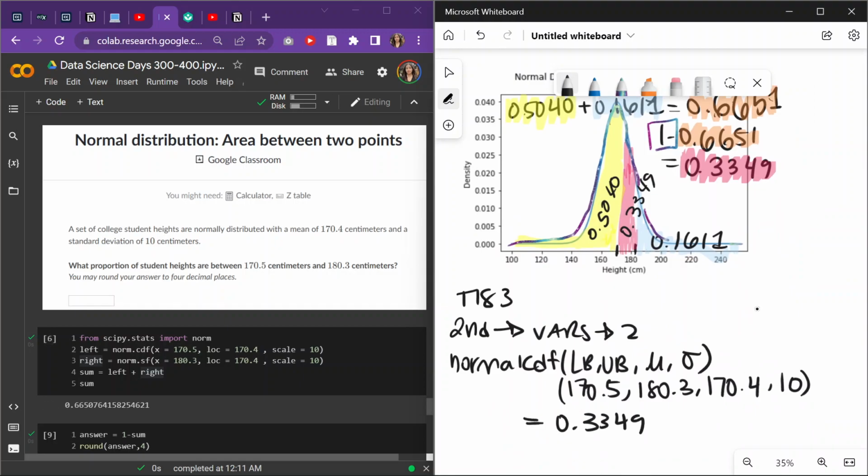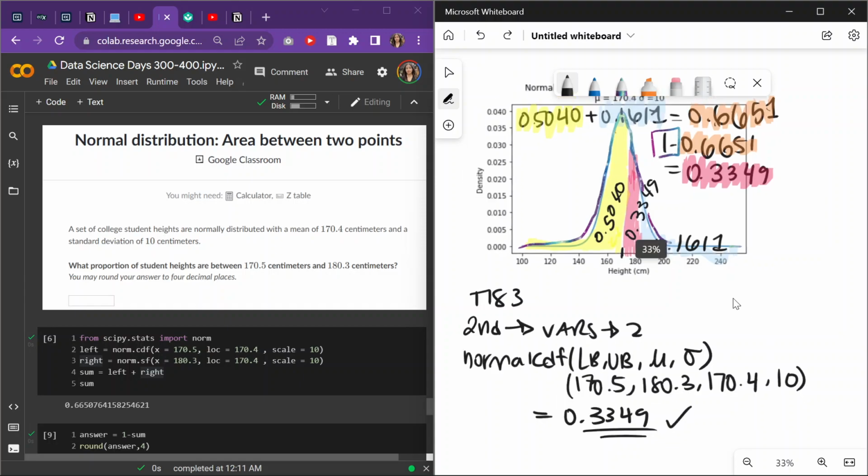0.3349, and that's your answer. That's what's pretty cool about the calculators, that they treat the lower bound and the upper bound as intervals. The interval in which you want to find the proportion, or the area between 2 points, in this case, are those. So that's it for the TI-83.